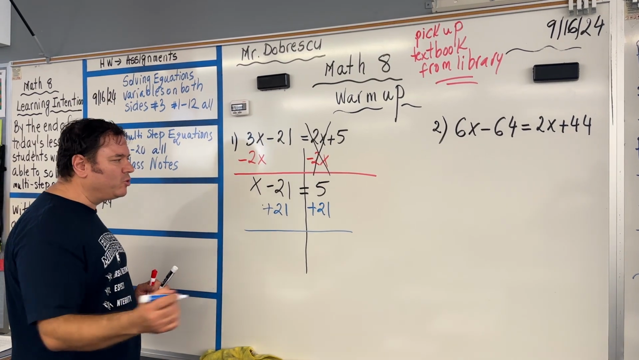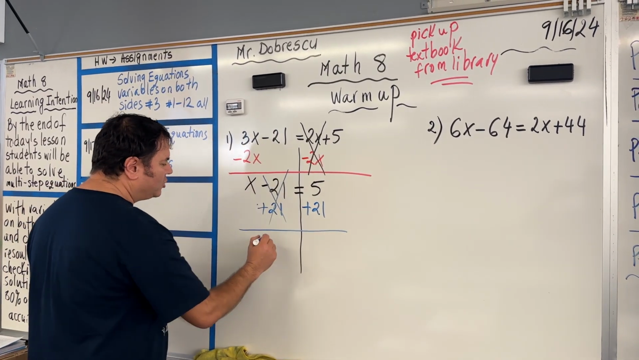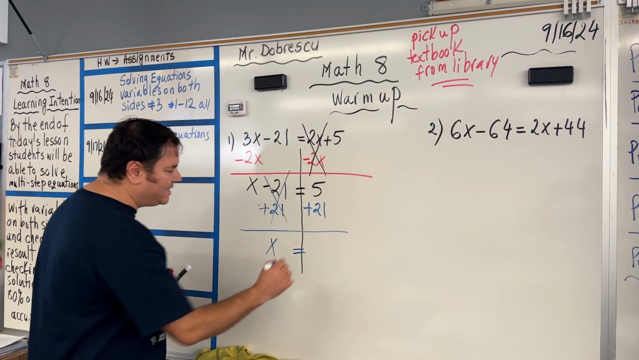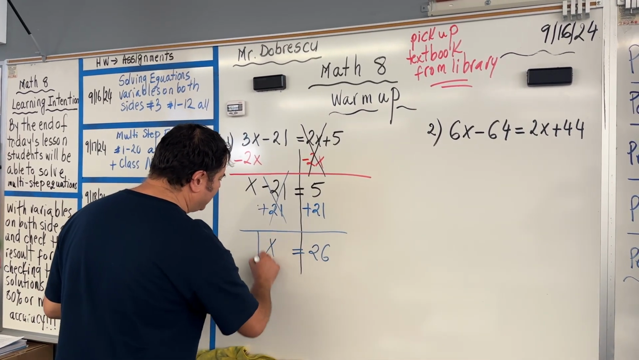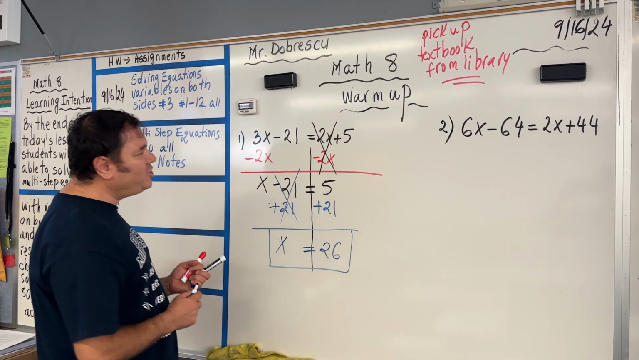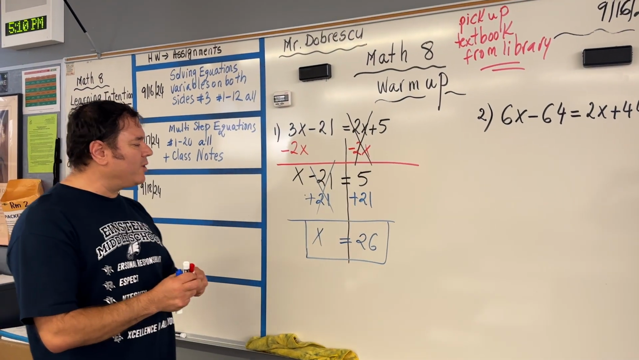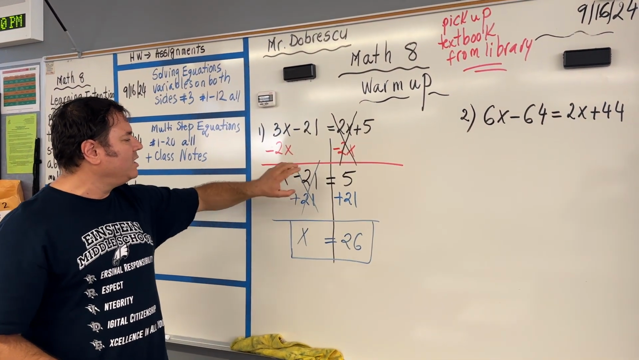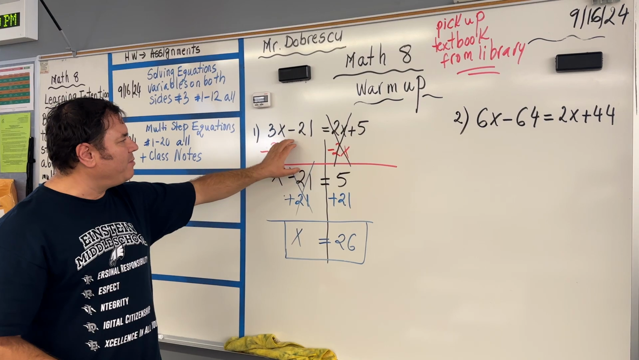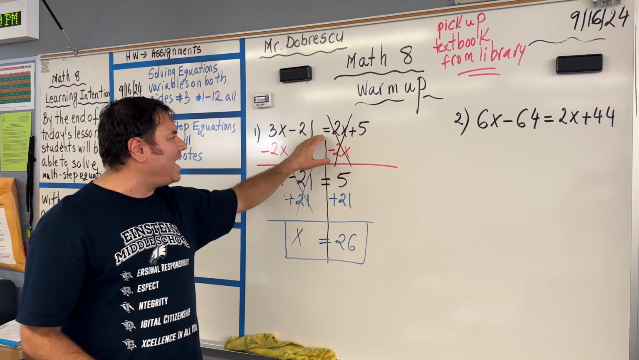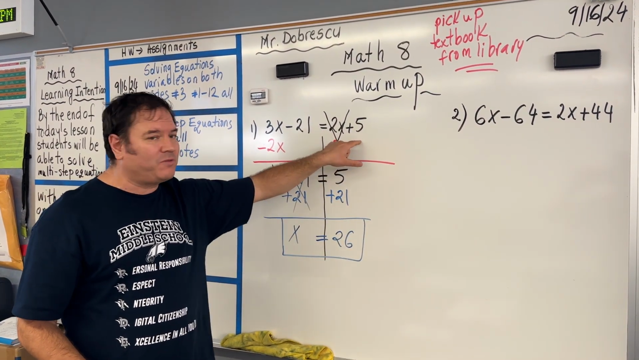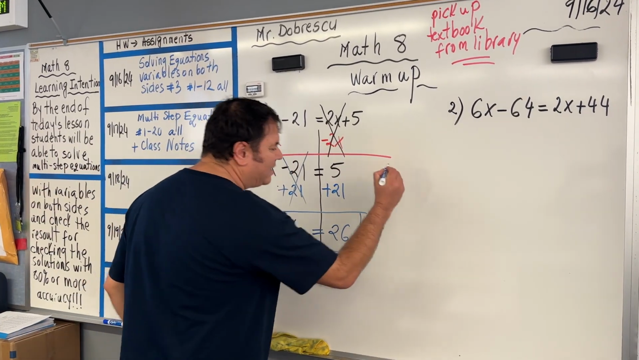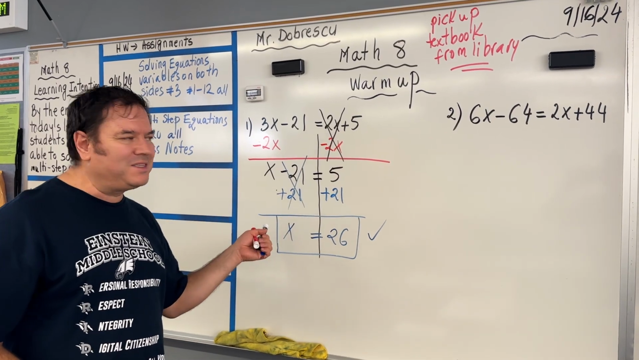Negative 21 and positive 21 cancel each other out. So we have x equals 21 plus 5, we get 26. And this is our final answer. And let's just quickly check our answer. To check our answer, we are going to plug 26 for x in the original equation. So if I multiply 26 times 3 minus 21, it should give us exactly 2 times 26 plus 5. If you check, we are going to get a true statement. We're not going to do this right now because we practiced this for a while.